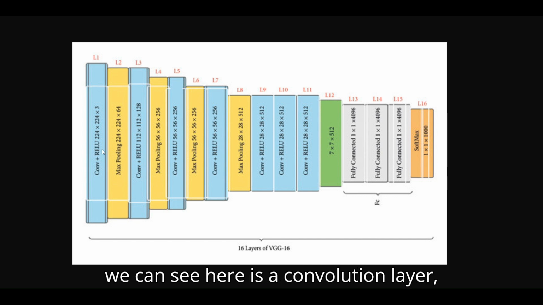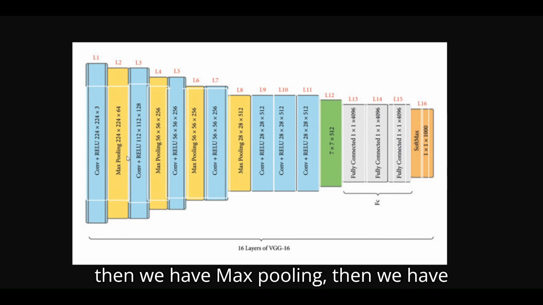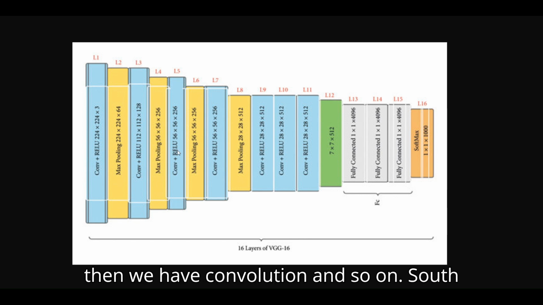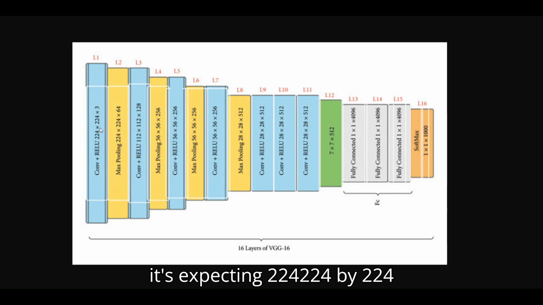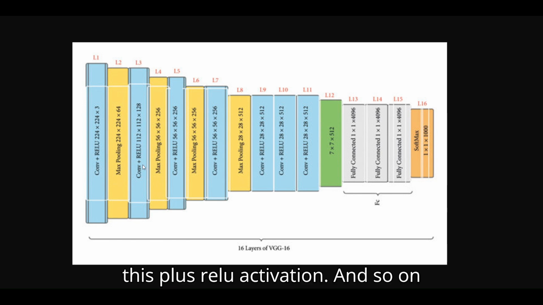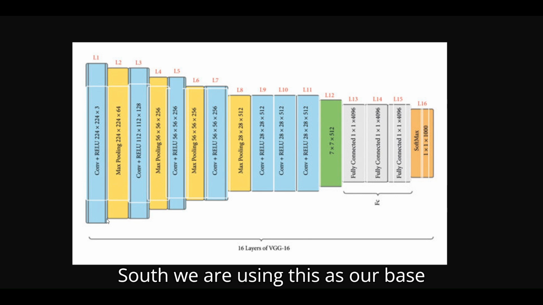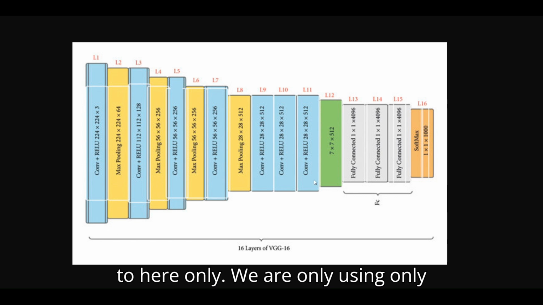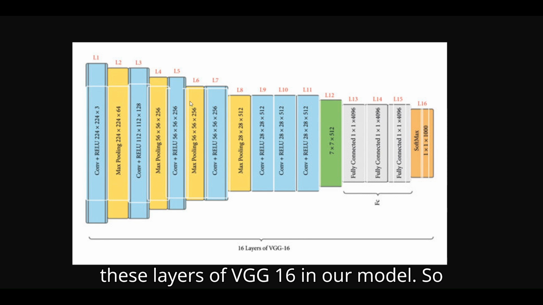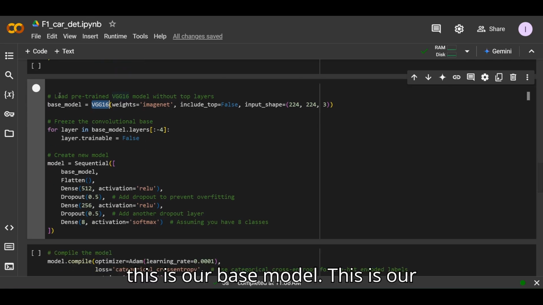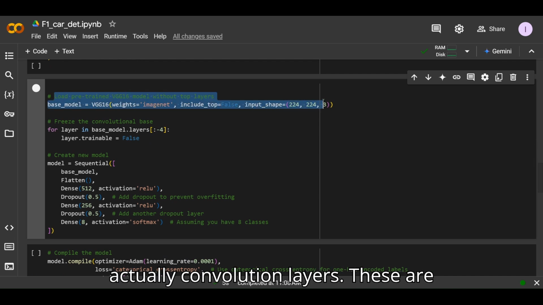So as we can see, here's a convolution layer, then we have max pooling, then we have convolution, then max pooling, then convolution, and so on. It's expecting 224 by 224 images, plus ReLU activation, and so on. So we are using this as our base model, but we are using from here to here only. We are using only these layers of VGG16 in our model. So this is our base model. These are actually our convolution layers.